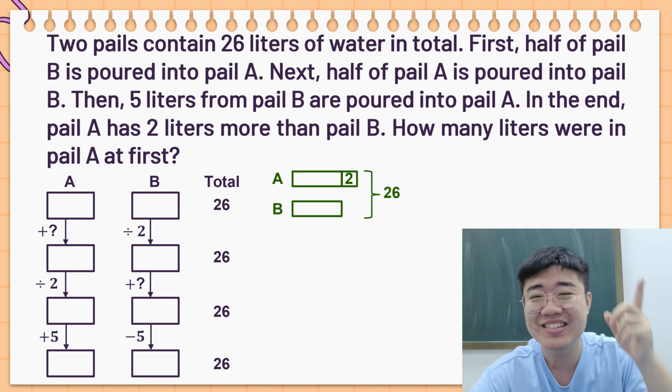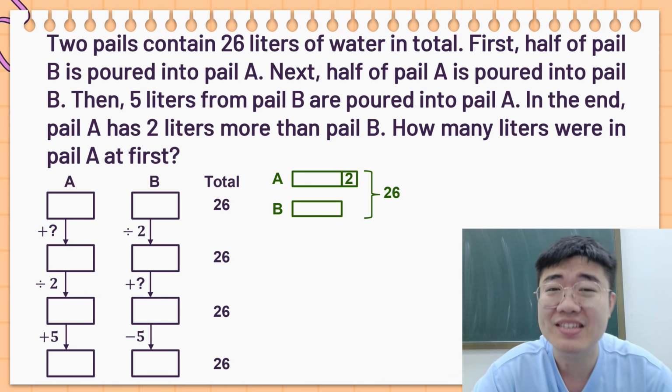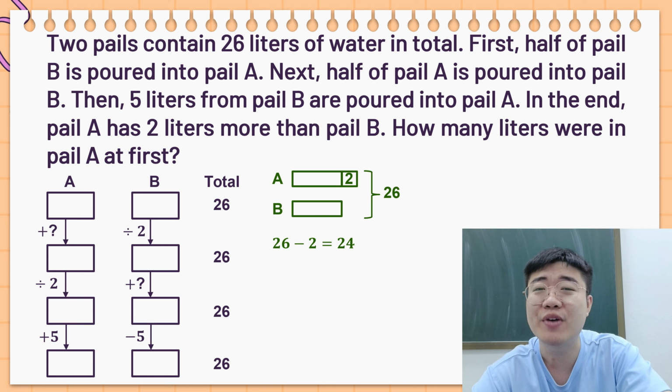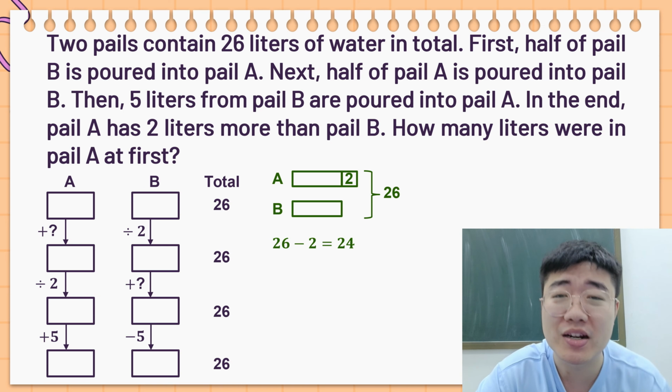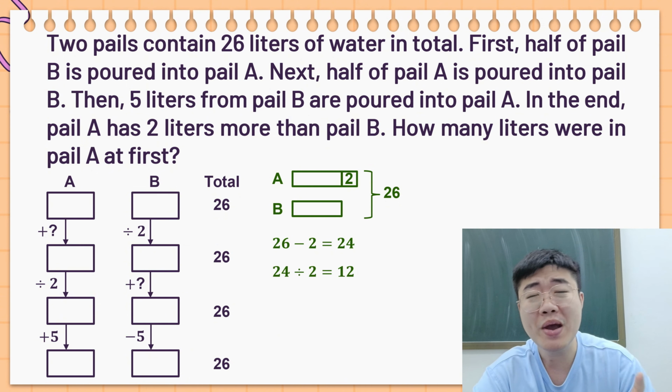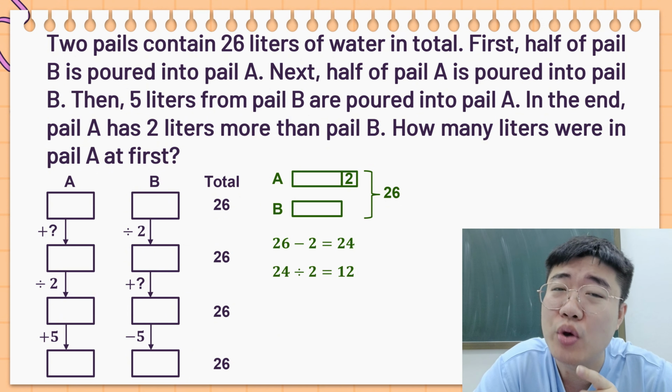Very good, everyone. So let's do it. 26. First, minus the 2 extra here. Minus 2, 24. Then we have 2 equal bars here. So what we can do is, we can just simply divide by 2. Divide by 2, we find that B is 12.